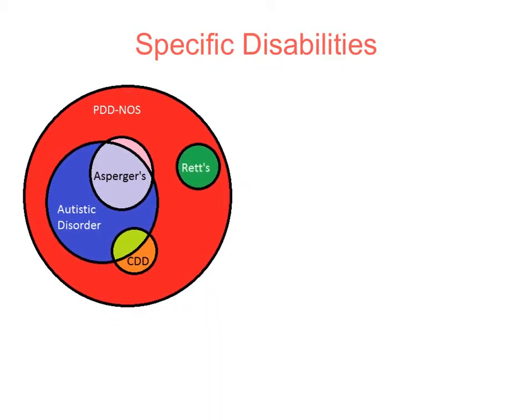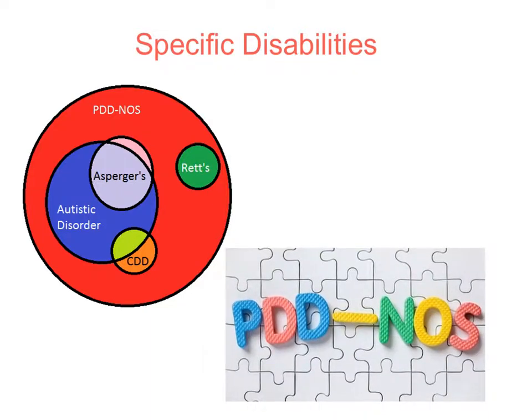Now, under ASD, there are specific disabilities as well. There are a few that fall under the autism spectrum disorder. So they are autistic disorder, pervasive developmental disorder, not otherwise specified, also known as PDD-NOS, and Asperger's syndrome. Now, I'm going to focus on, for the rest of this, PDD-NOS, and we're going to go into the characteristics of this disability, as well as the classroom strategies and treatment for working with a student with PDD-NOS.